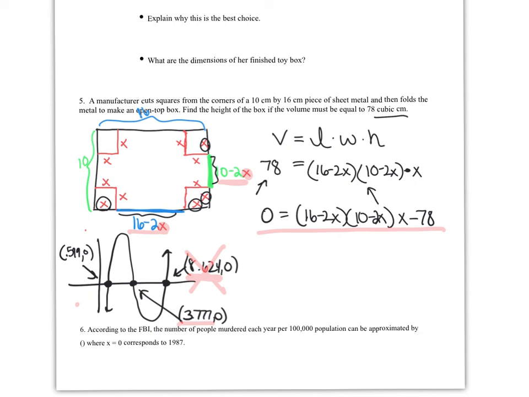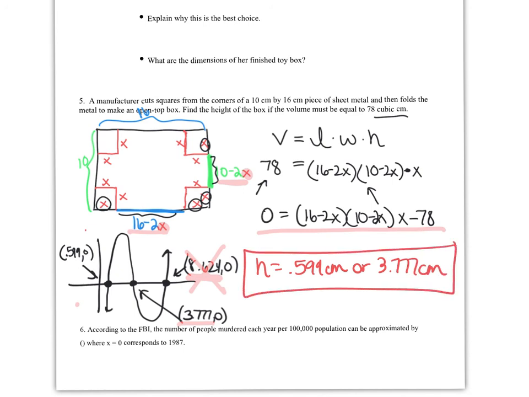So it says find the height of the box if the volume must equal 78 cubic centimeters. The height can equal 0.599 centimeters or 3.77 centimeters. Make sure you label, and you do have to list both of them. It didn't ask you for the rest of the dimensions. If it did, you would plug that into 16 minus 2x and 10 minus 2x to figure out your dimensions when the height is 0.599. And then you would also have to plug in 3.777 into 16 minus 2x and 10 minus 2x to figure out the rest of your dimensions.